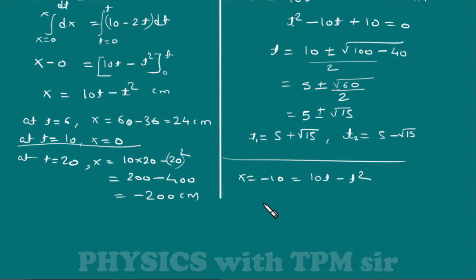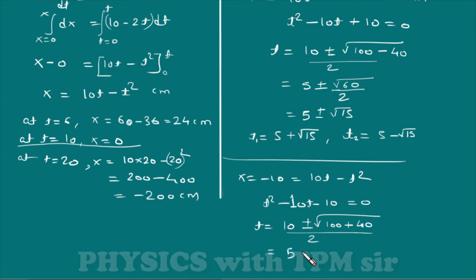So let's solve this quadratic first. t square minus 10t minus 10 is equal to 0. Now again we have to solve the simple quadratic. Now we will get t is equal to minus b, plus minus under root of b squared, that is 100, minus 4ac. 4a is 1, so this is going to be addition here because minus minus will get plus, you know very well, divided by 2. So what we will get, this is 5 plus minus under root of 140.